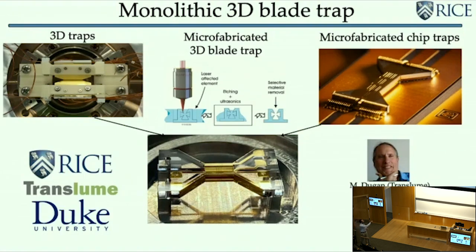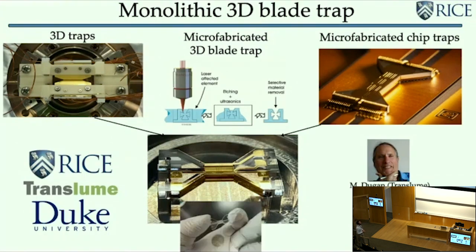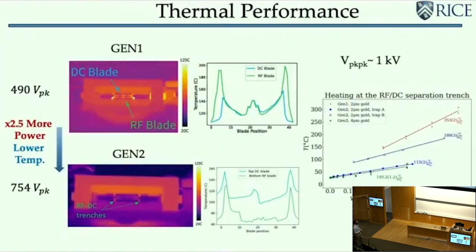Basically, this is the same company that built the 2D trap that was shown the other day. So they have a lot of expertise in building ion traps. And you can see here that compared to this bulky object, this is quite small, more space efficient.